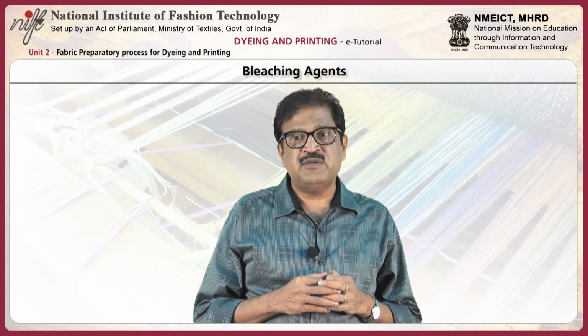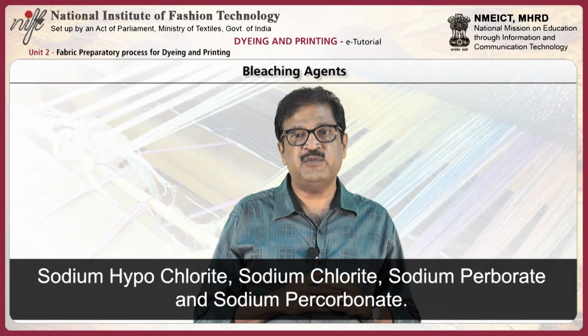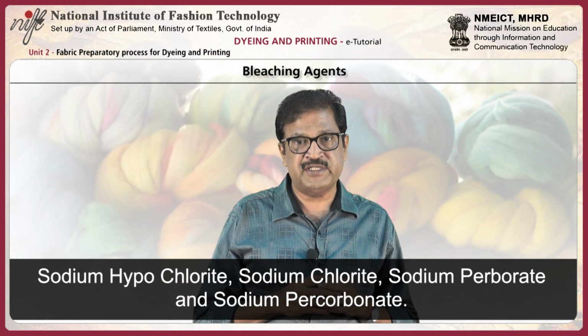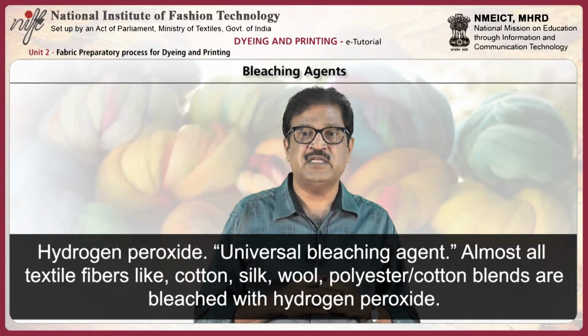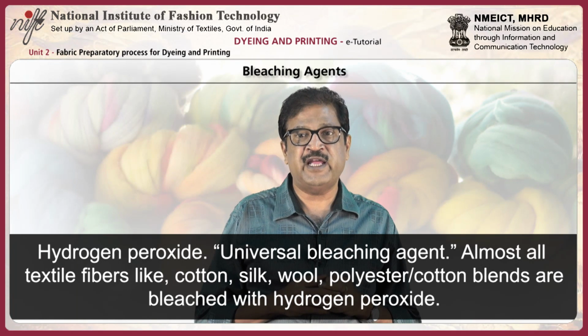The commonly used bleaching agents are sodium hypochlorite, sodium chlorite, sodium perborate and sodium percarbonate. Hydrogen peroxide is a universal bleaching agent. Textile fibers like cotton, silk, wool and polyester cotton blends are bleached with hydrogen peroxide.